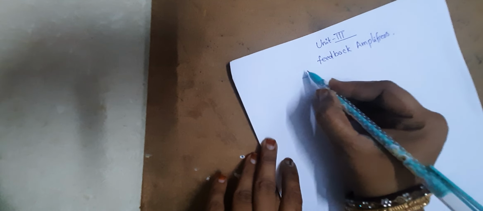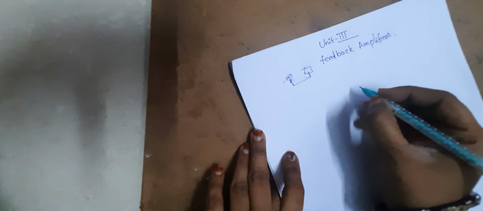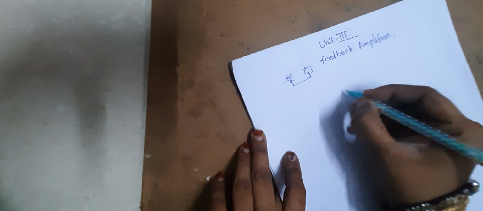The definition of feedback is nothing but a portion of the output signal being combined with the input signal. So that is feedback. Now we are discussing the basic concept of the feedback amplifier. The general block diagram is the amplifier with feedback.